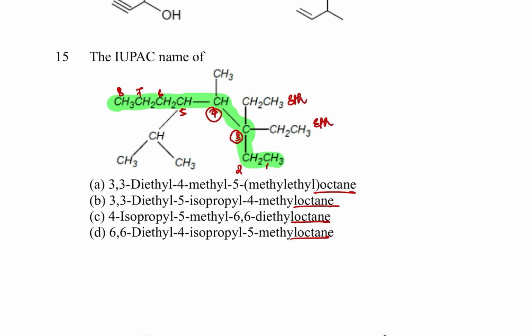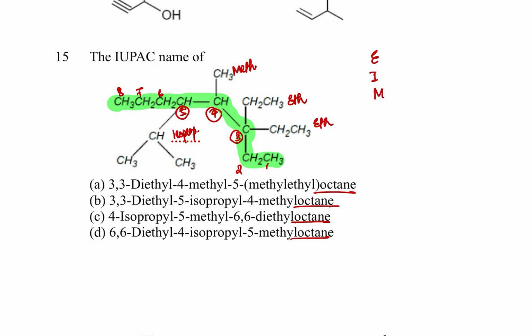At the fourth position, I have a methyl group. And at the fifth position, I have an isopropyl group. Fine. So if these are the things I am having, and if I follow alphabetical order, that is E, I and M, I'll get my answer.